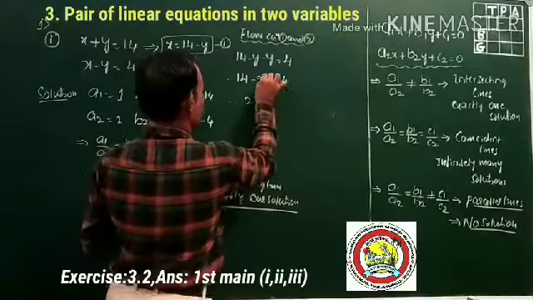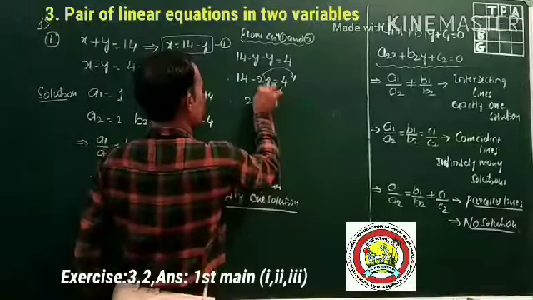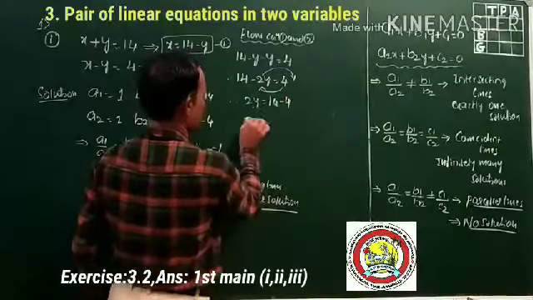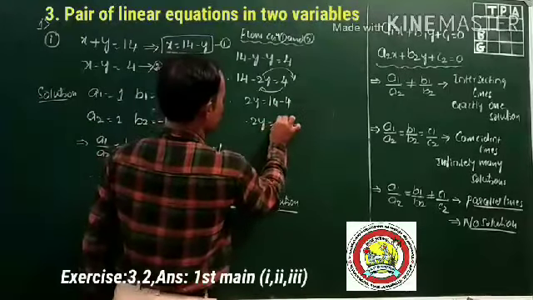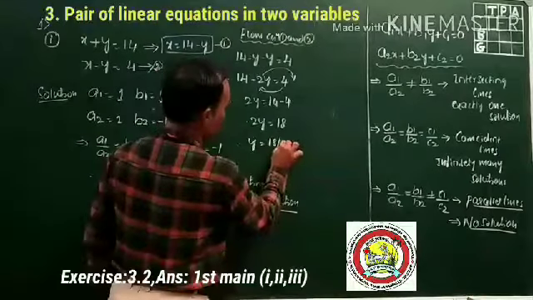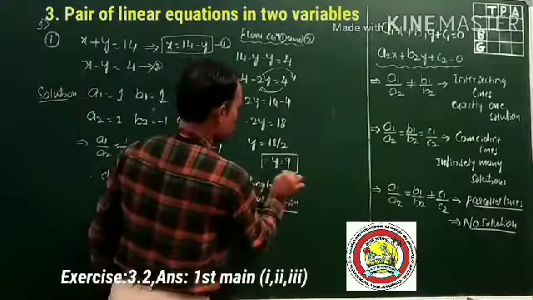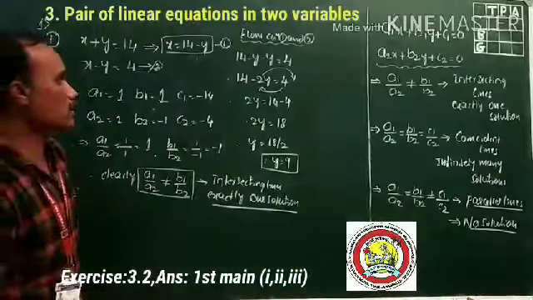Therefore 2y, you send 2y here, it will become plus, so this is equal to 14. You take 4 here, so minus 4. Therefore 2y is equal to 18. Therefore y is equal to 18 divided by 2. The value of y is equal to 9.